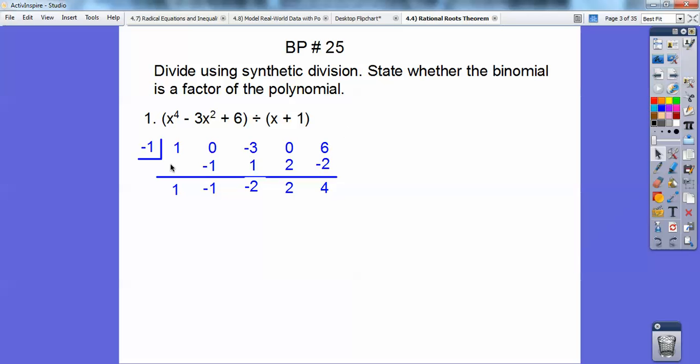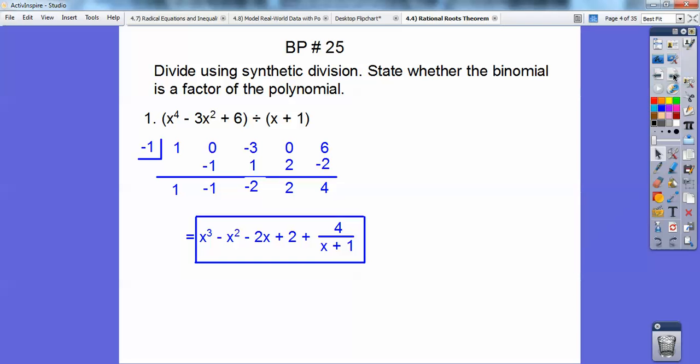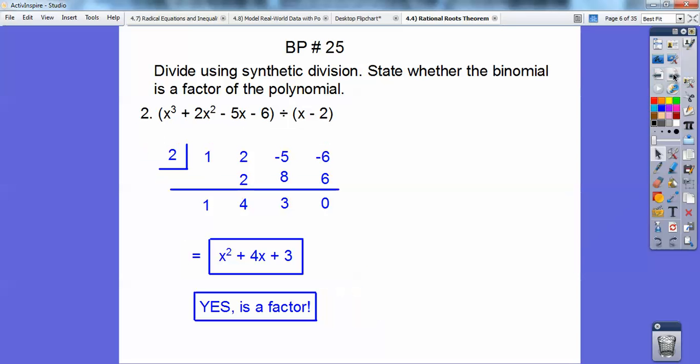All right, so slide it down, times the box number, add, times the box number, add, and then this times the box number, and then add. My remainder is 4. So if the remainder is not 0, then it is not a factor. Okay, its remainder is 4. Let's try the next one.